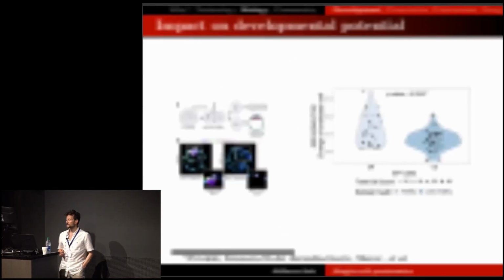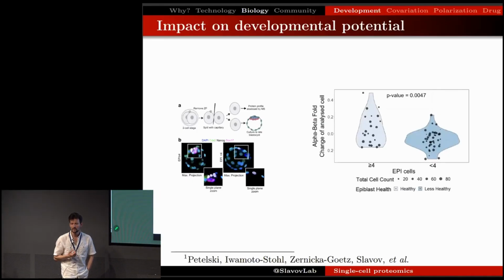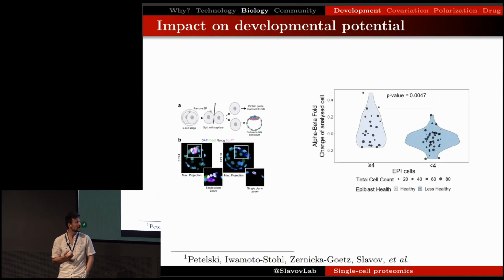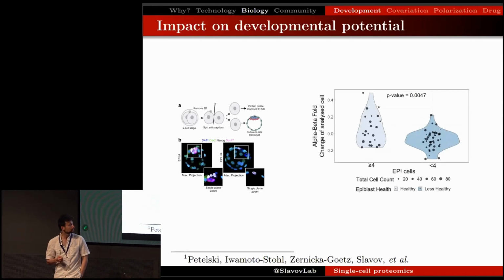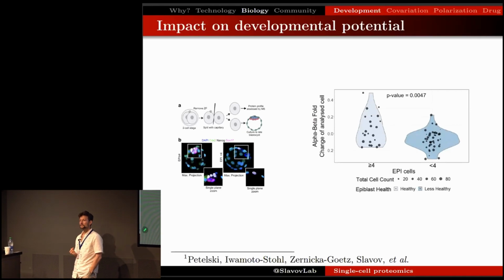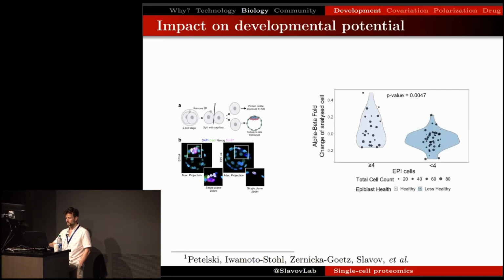And the results from these experiments indicated that beta cells are far more likely to give rise to healthy embryos, to have a large number of epiblast cells. And this indicated that indeed those protein differences that we measure are indicative of biological developmental potential.